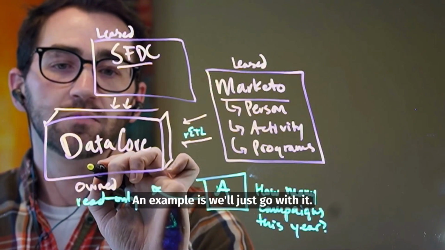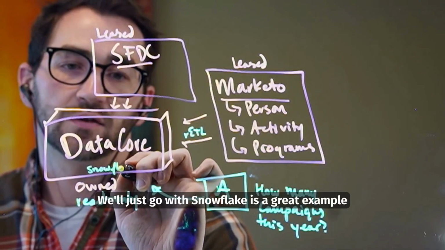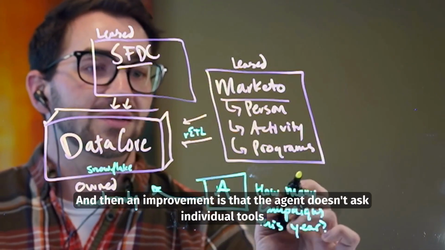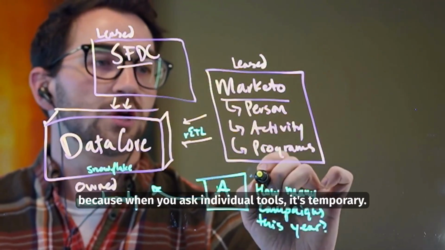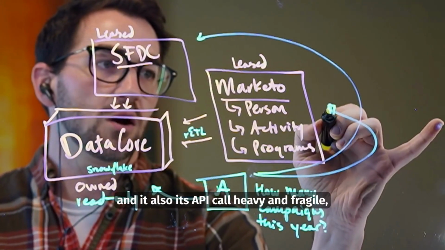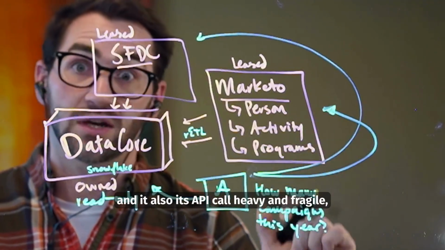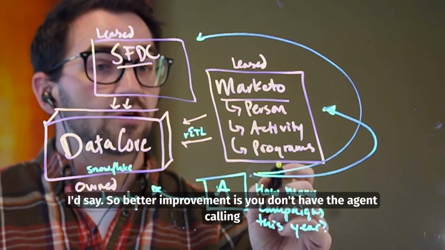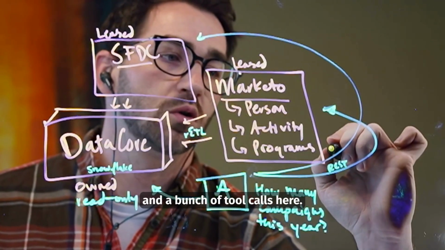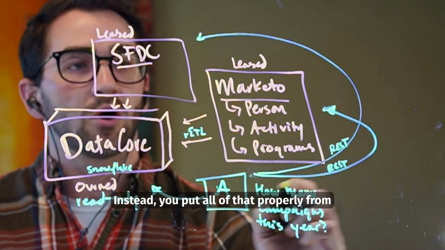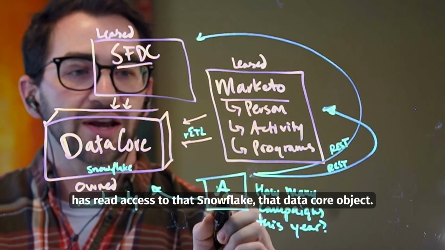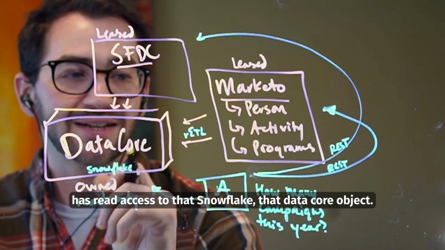We'll just go with Snowflake as a great example of a way you can make a data core, a collection of all these things. The improvement is that the agent doesn't ask individual tools, because when you ask individual tools, it's temporary, I'll call it ephemeral, and it's also slow, API-call heavy, and fragile. A better approach is you don't have the agent doing a bunch of REST calls and tool calls. Instead, you put all of that properly from Marketo and Salesforce into a data core, and your agent has read access to that Snowflake data core object.